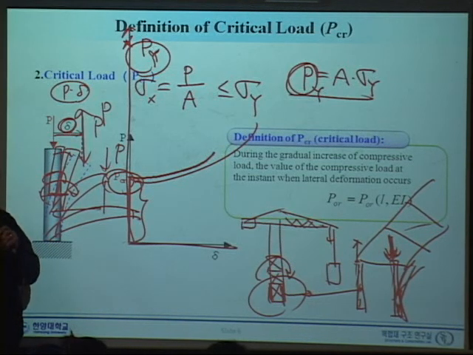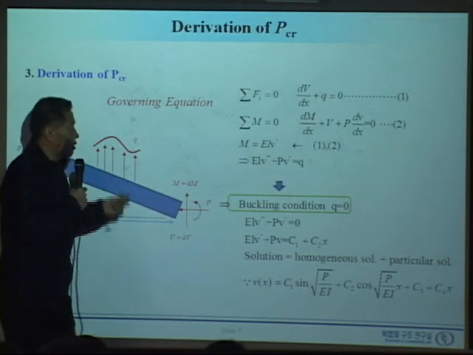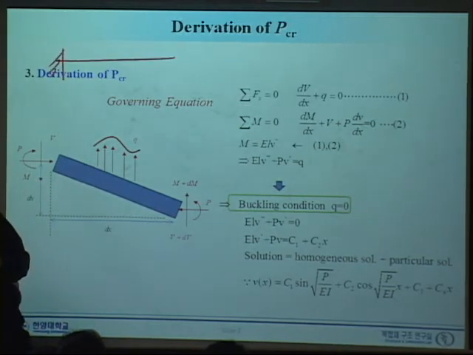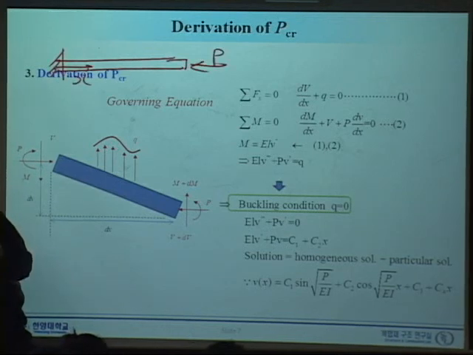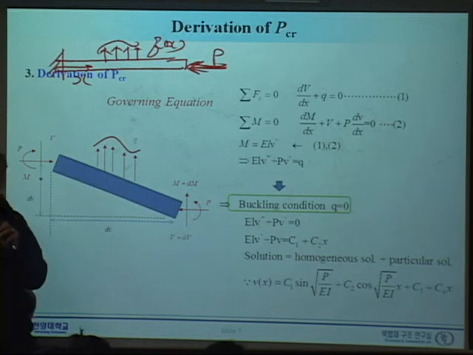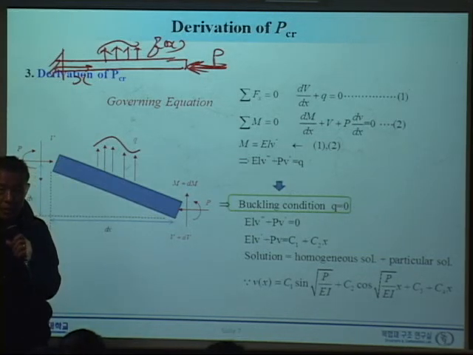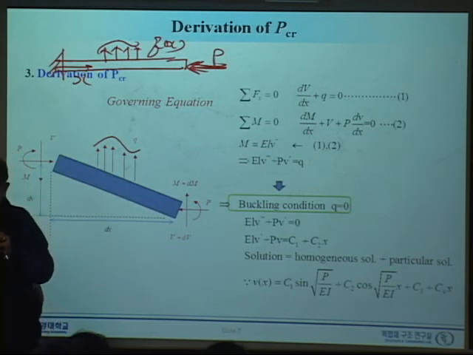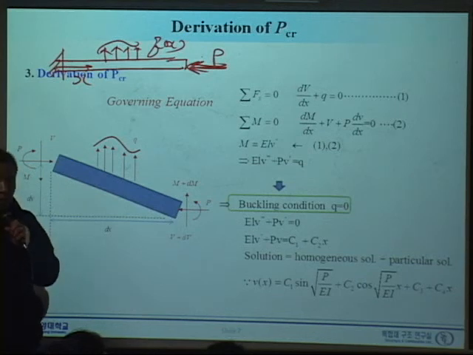Okay, now let's try to solve for the critical load. Now we need a little bit of mathematical equation here. And imagine that, just for convenience, we change it to a coordinate like that. This is the x in the horizontal direction, and it is subject to a lateral distributed load, the same as in the beam theory we used to derive the equilibrium equations. But again, there is an additional force, which is the compressive load P, which we didn't consider in deriving beam theory. Now, let's try the beam theory by considering this compressive load P.